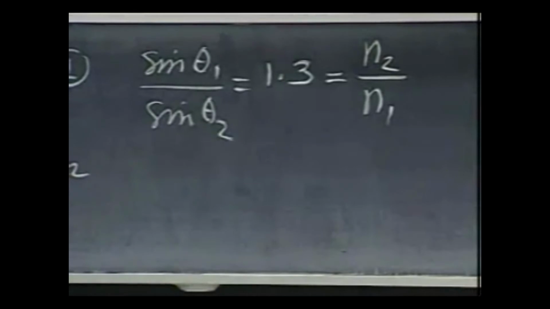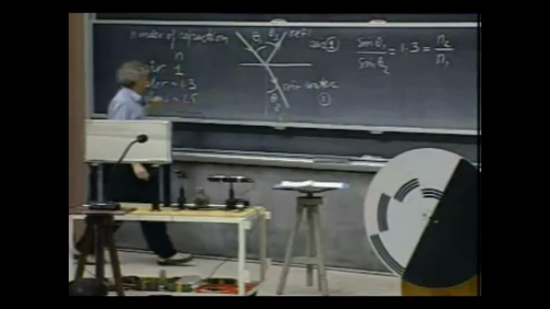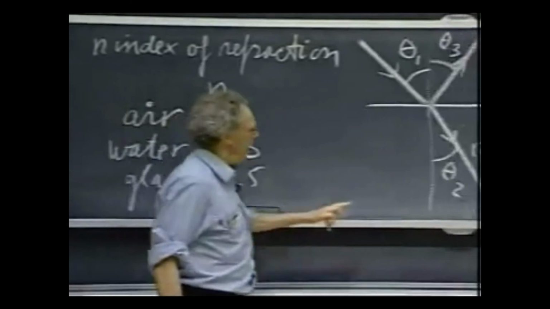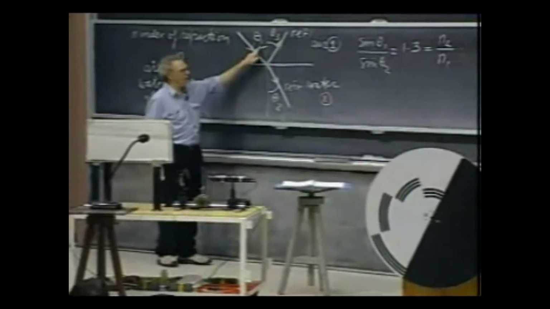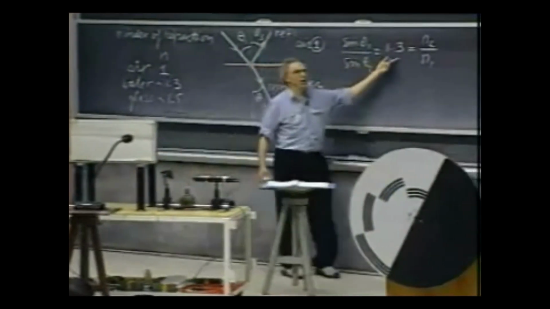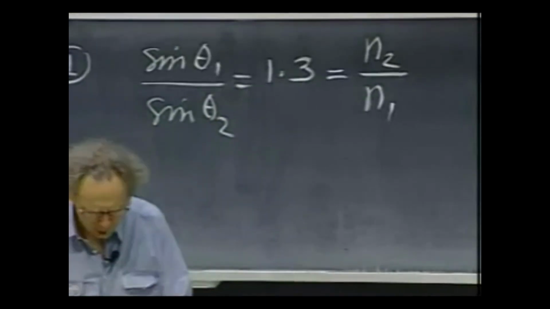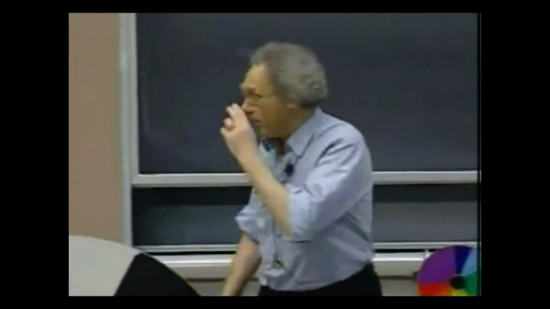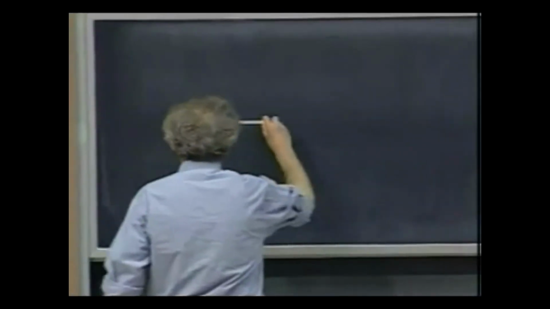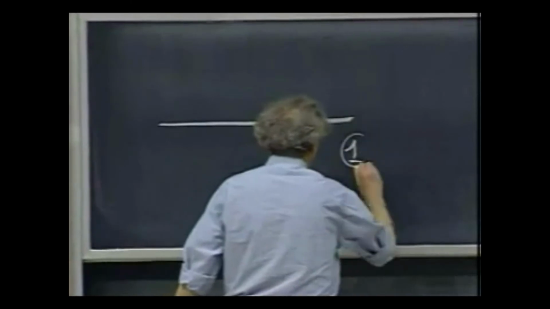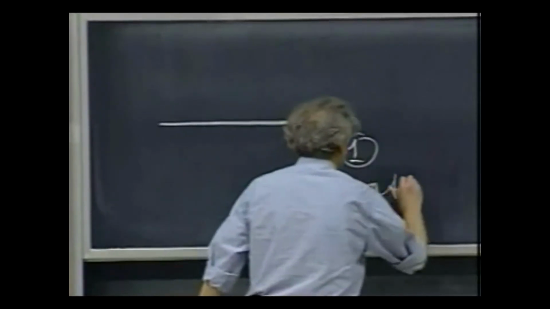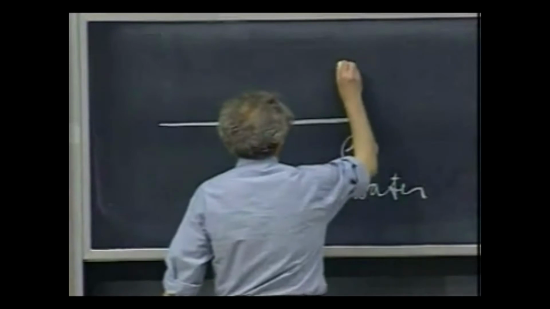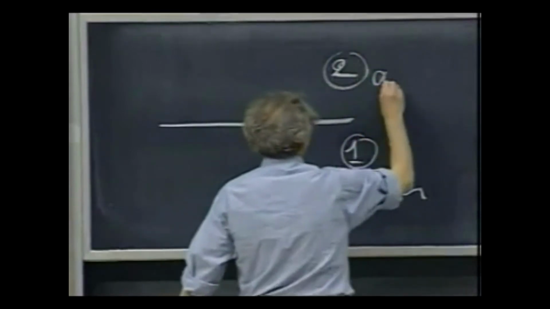And it is immediately obvious that if you go from air to water, or you go from air to glass, that angle theta 2 is always smaller than the angle theta 1, because this number is larger than 1. But if you go from water to air, then the situation is reversed. And that's what I want to address now. That's actually quite interesting. So now my medium 1 is now water, and my medium 2 is now air.